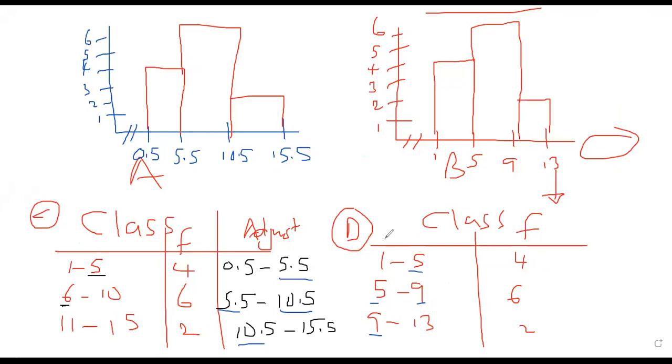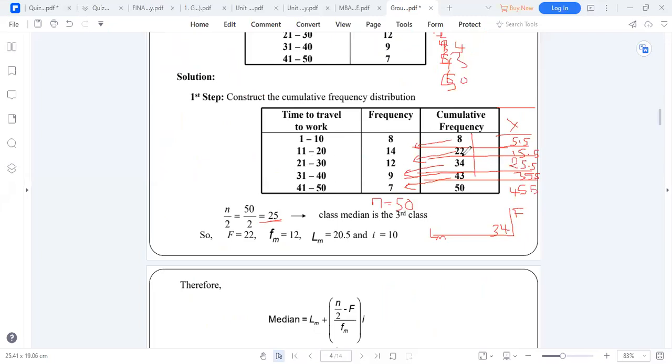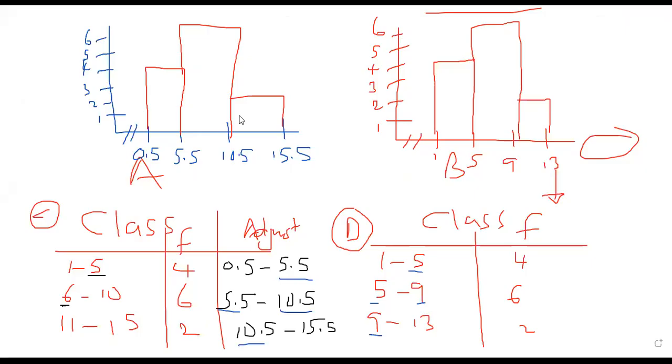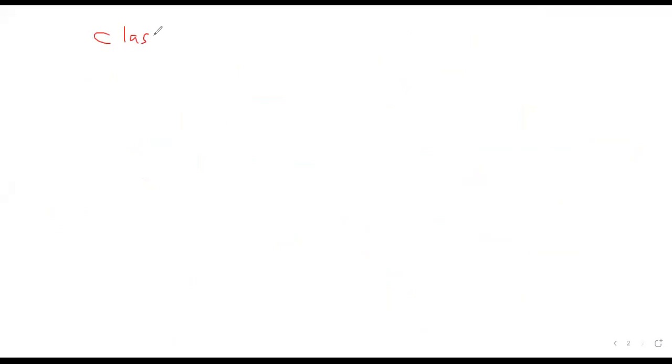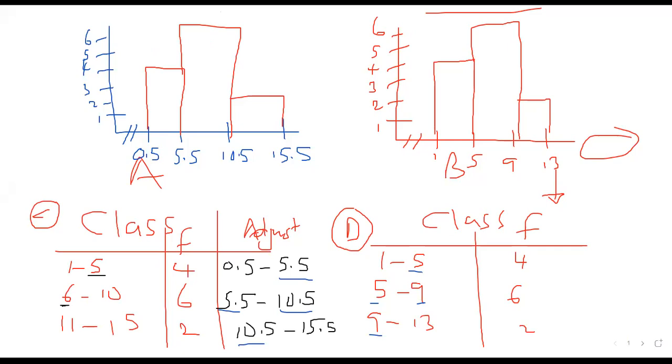So when we go back to our example here, these ones are not adjusted, so they need to be adjusted, because the 10 here is not the same as the 10 there. So we need to subtract 0.5 from there. Okay, so let me finish up on my simplified example here. So if you're given a class of 1 to 5, 5 to 9, 9 to 13.